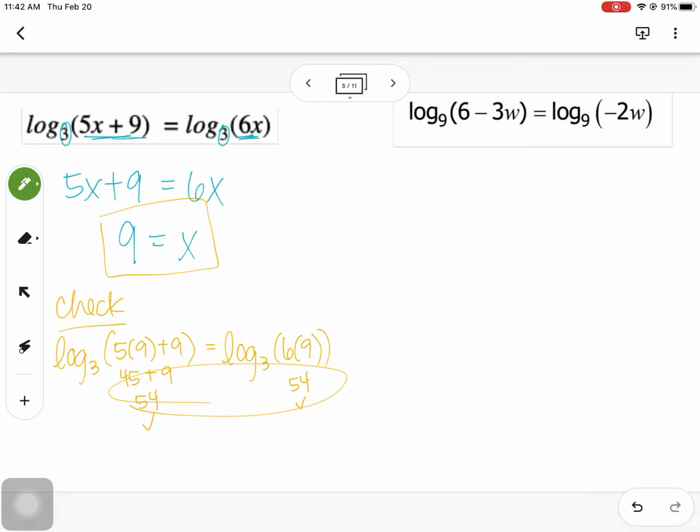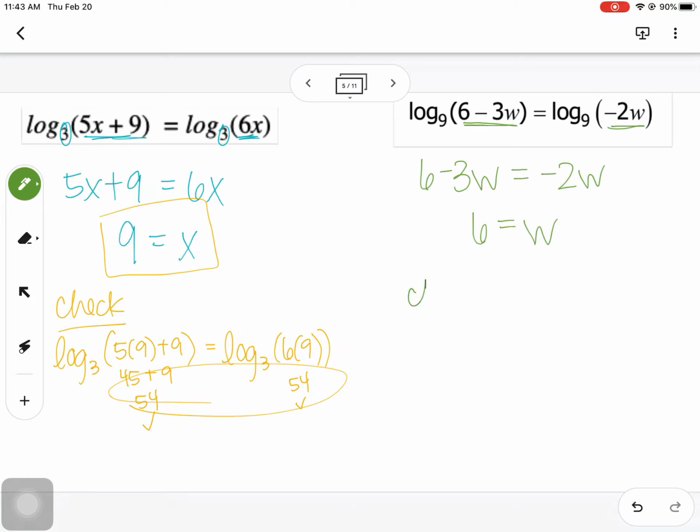Go ahead and try this second one. Feel free to pause the video and then play when you're ready for an explanation. So again, with this, the logs are already condensed and set equal to each other, so I can just set the insides equal, because that's the only way that this equation will be valid. When I solve it, I'm going to add 3w, so I get 6 equals w.